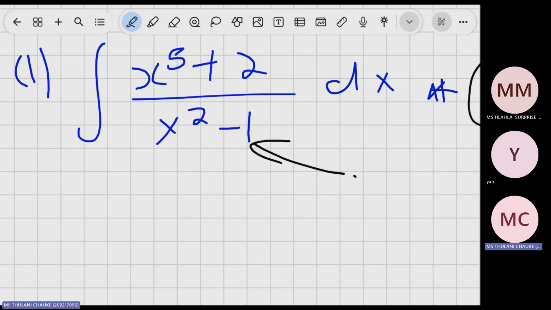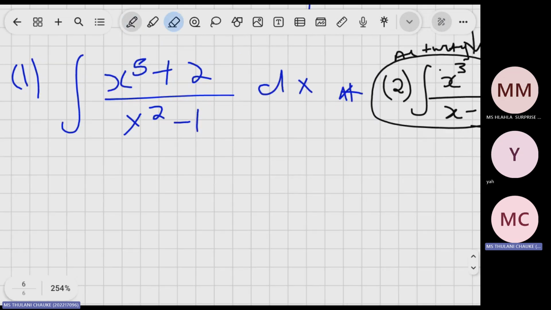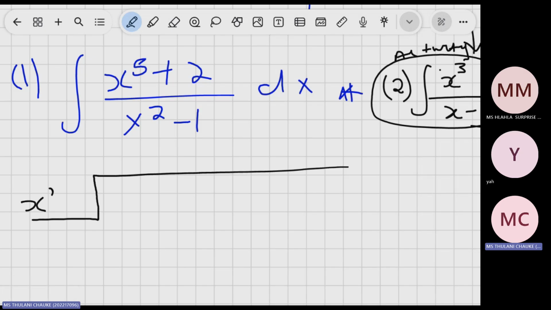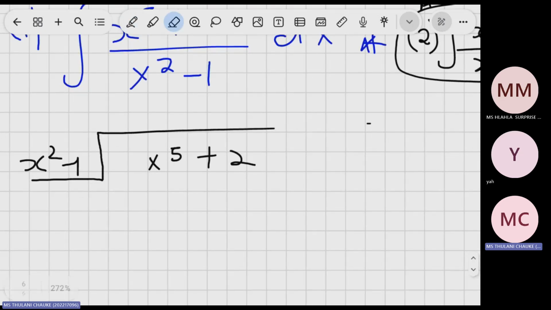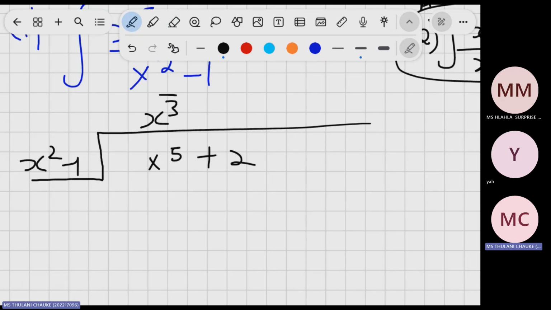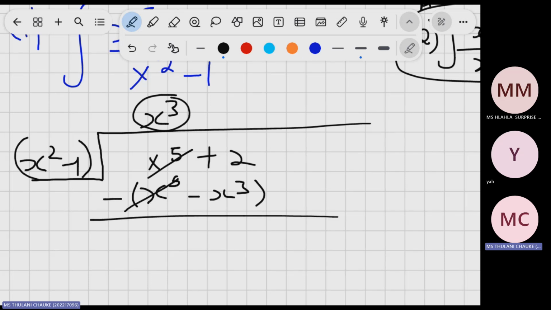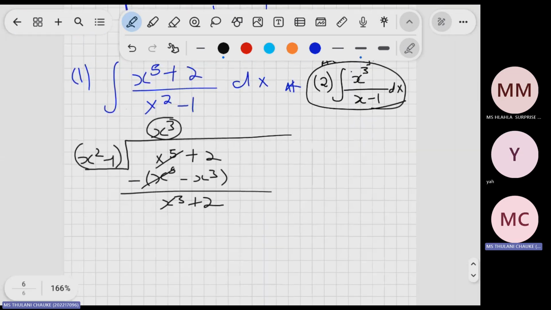So when you have this, here you are forced to apply long division. So I'm going to do this. You put x squared minus 1, x^5 plus 2. I'm sure you still remember long division, right? And this will be x squared goes how many times into x to exponent 5 will be x cubed. Then x cubed multiplies x, we'll have x^5 minus x cubed, minus. Then this 2 will cancel, we will remain with x cubed plus 2. You understand?